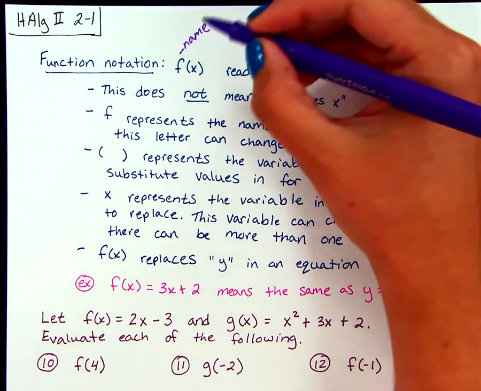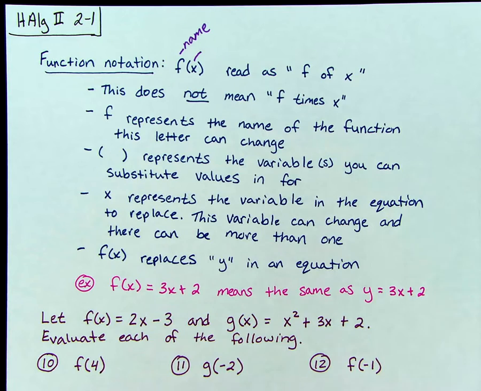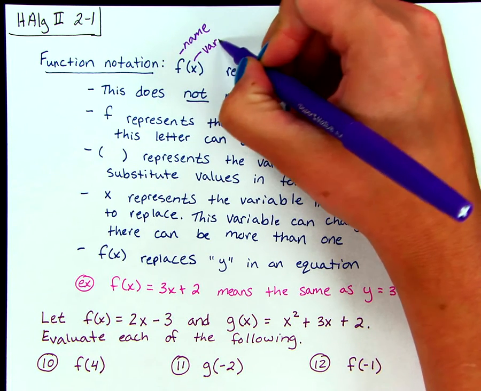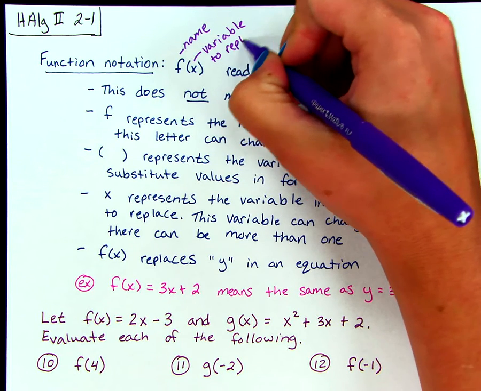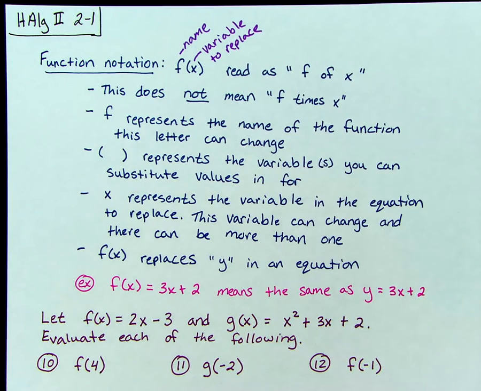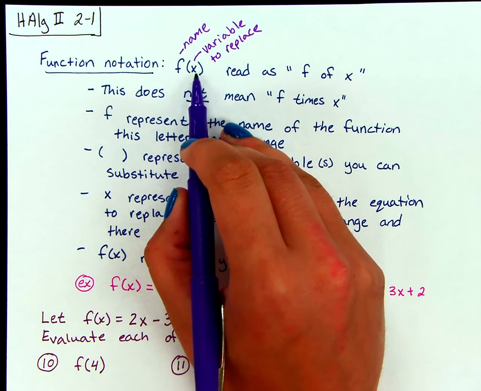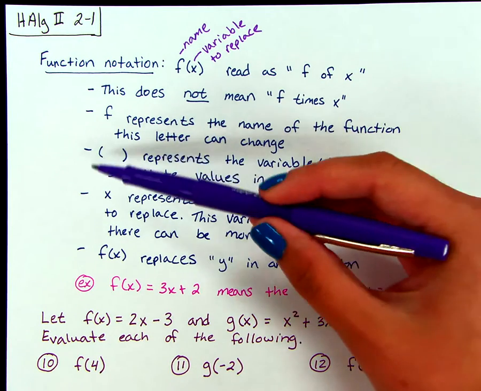The parentheses, that is our variable that we're going to replace. So the letter on the outside is the name. This is what we're replacing. Now the parentheses is just, again, what we want to use when we do our substitution step.